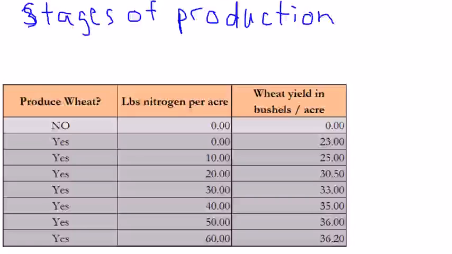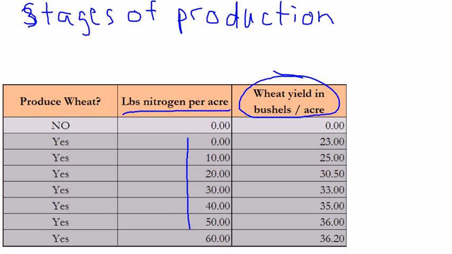In this video, we're going to study the 3 stages of production in a slightly different context. What we have here is a schedule of wheat yield over here. This is the yield you get in bushels per acre. Over here are different scenarios of the amount of nitrogen you might apply per acre. And as you would expect, the more nitrogen fertilizer you apply per acre, the higher the yield you get.